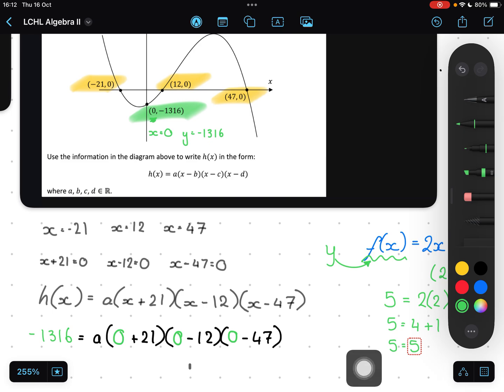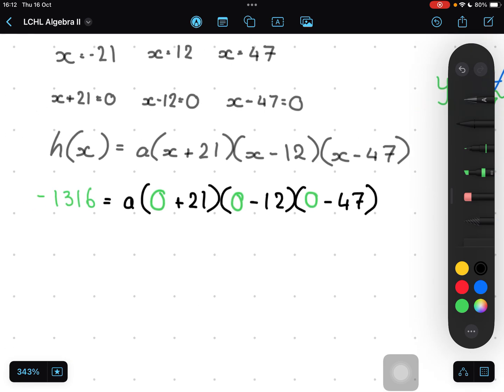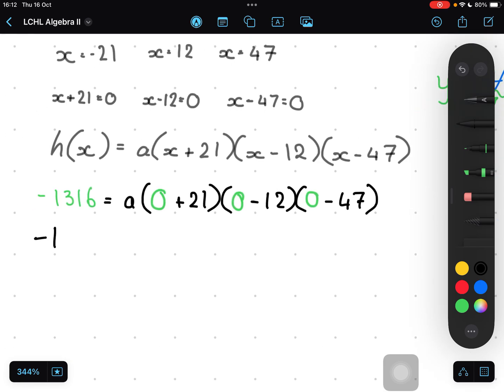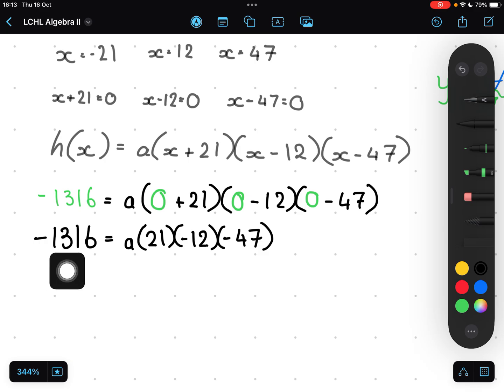So look at my equation now. Is it in the form they want? No. But is this getting me towards finding A? Yes, because A is my only unknown now. So this is actually putting me in a really good position towards finding A. I'm not even focusing on the question and the functions and all that. I have literally just noticed that A by 21, by minus 12, by minus 47 is minus 1,316. So I can find A.